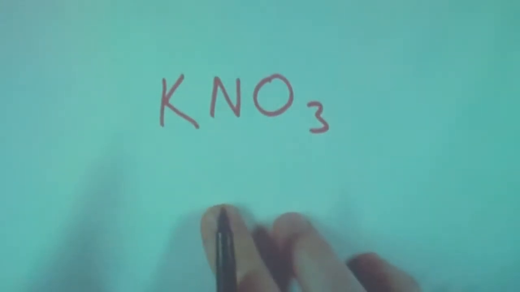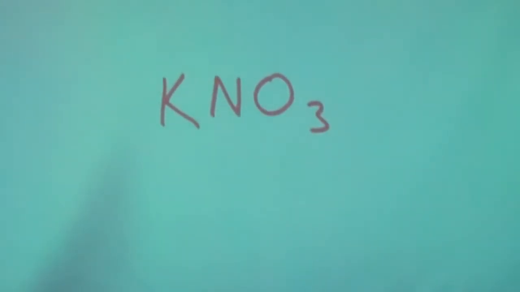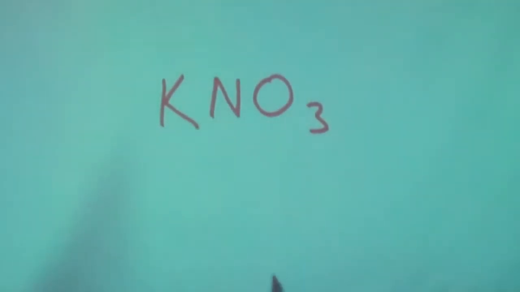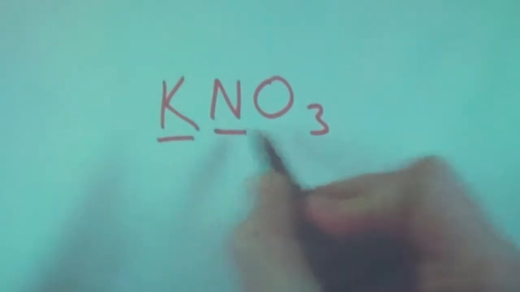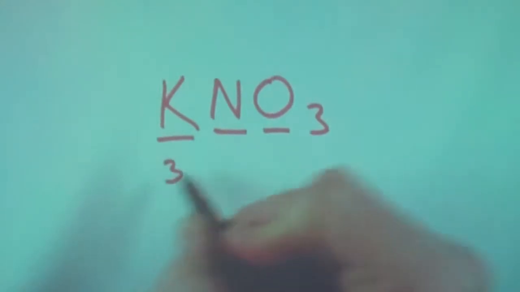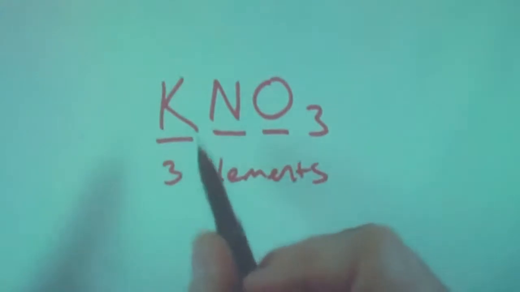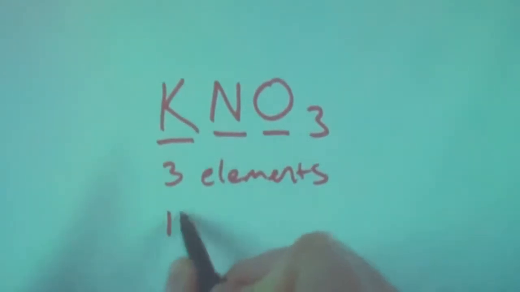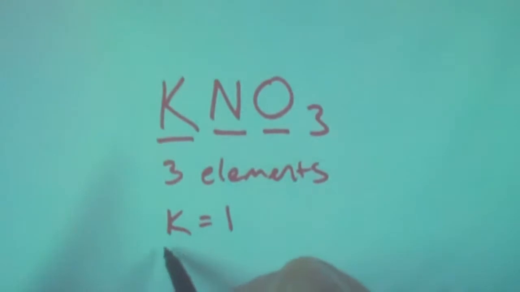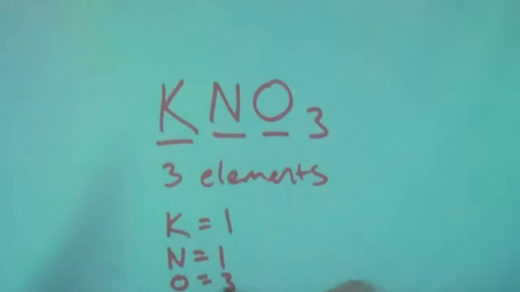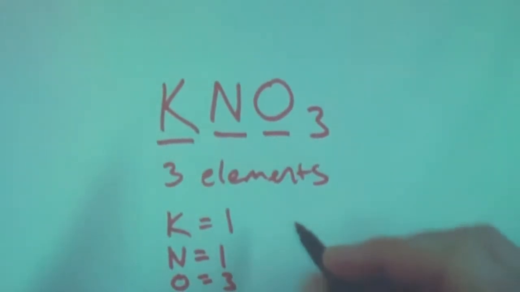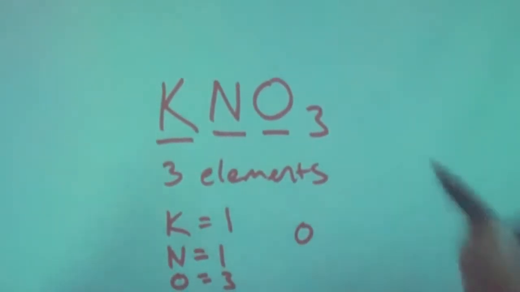All right. Now, it is KNO subscript 3. This is one molecule of a compound. How many elements does this molecule of this compound have? 3. It has 3. K, N, and O. So it has 3 elements. All right. Now, how many atoms of K does it have? 1. How many atoms of N? 1. And how many atoms of O? 3.